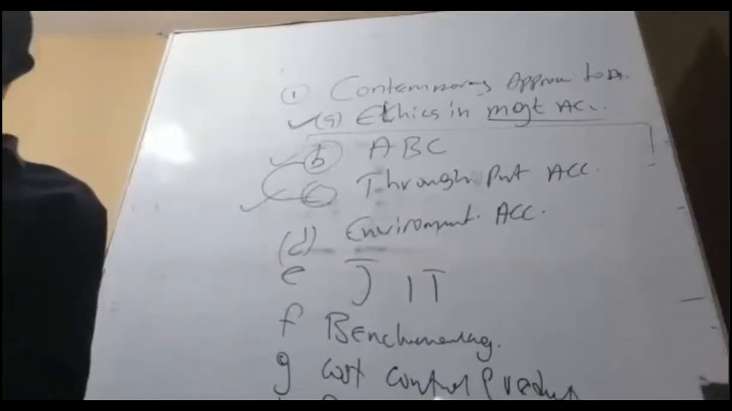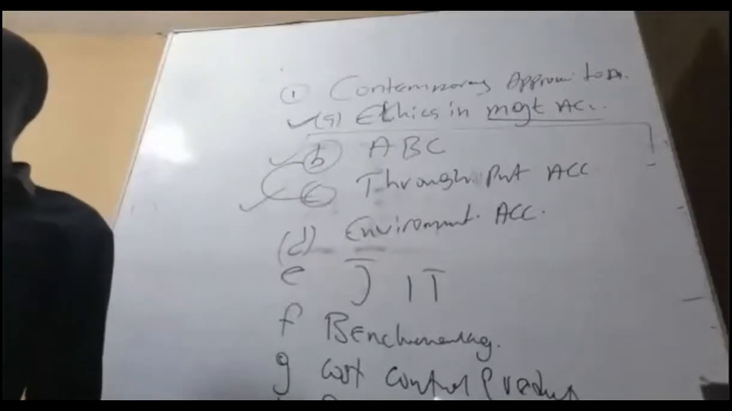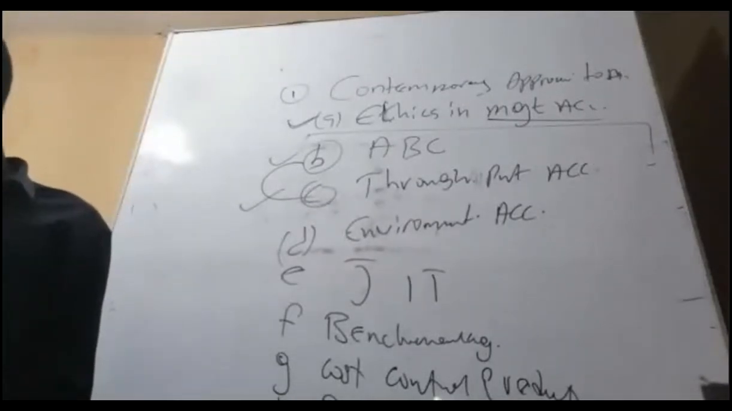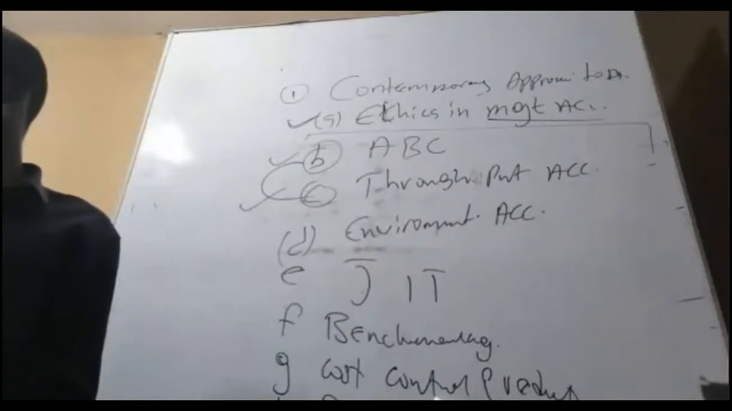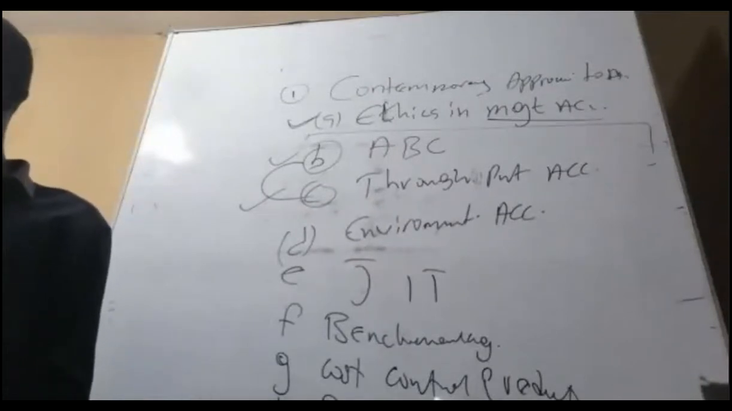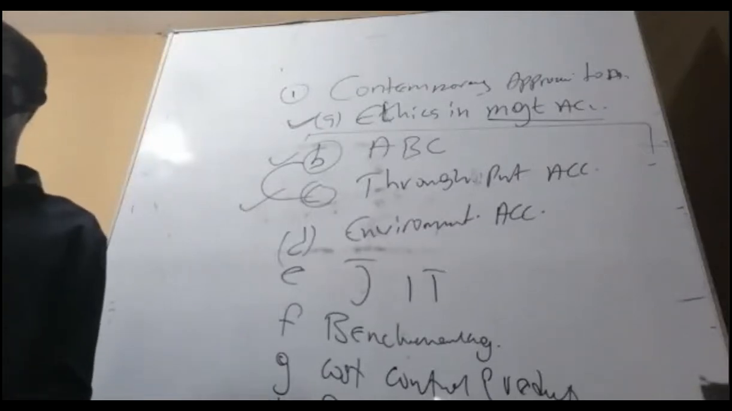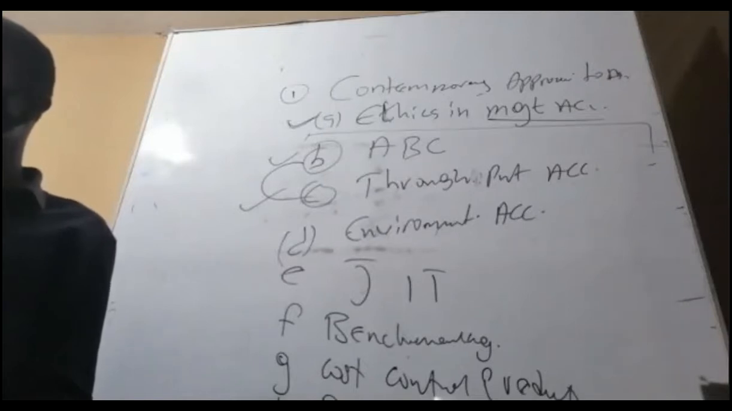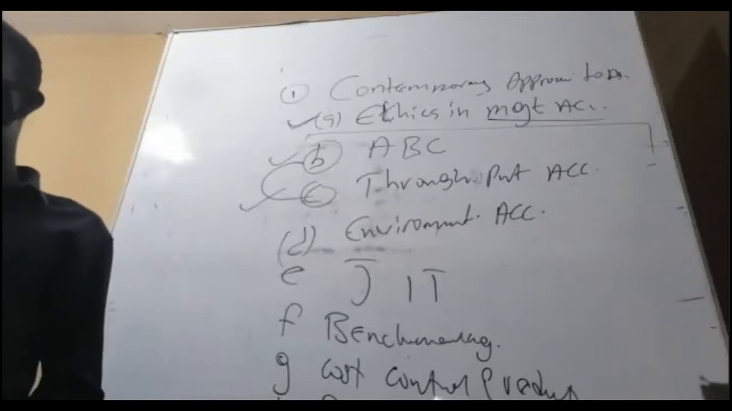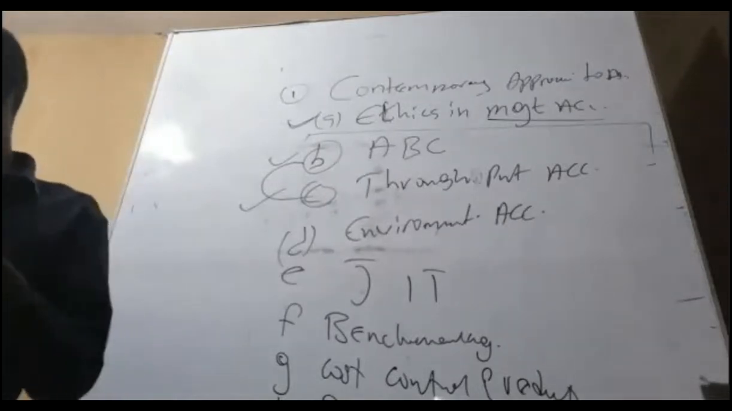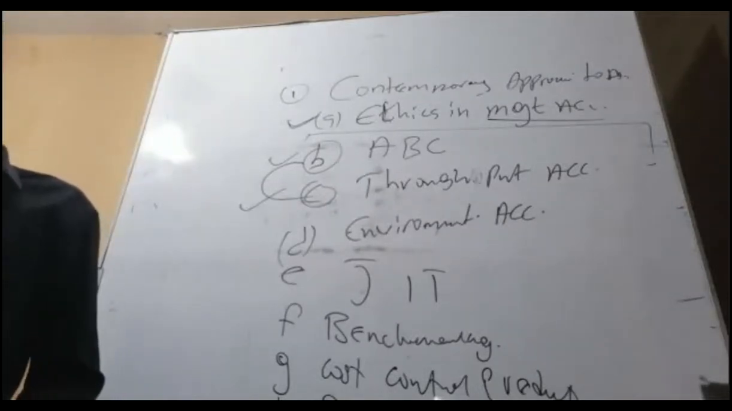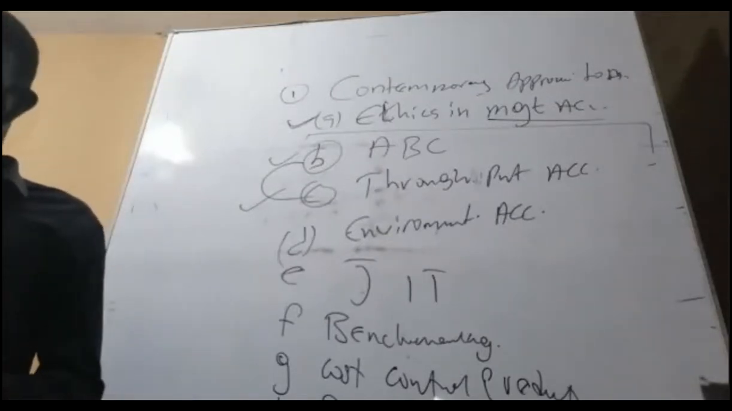The very first one, which is the contemporary approach to management accounting. So these are the issues that you have to know. But the first three: ethics, ABC, throughput, then balance scorecard, environmental accounting, total quality management, continuous improvement. But some of them, just in time, for instance, is in throughput. And then that is it.